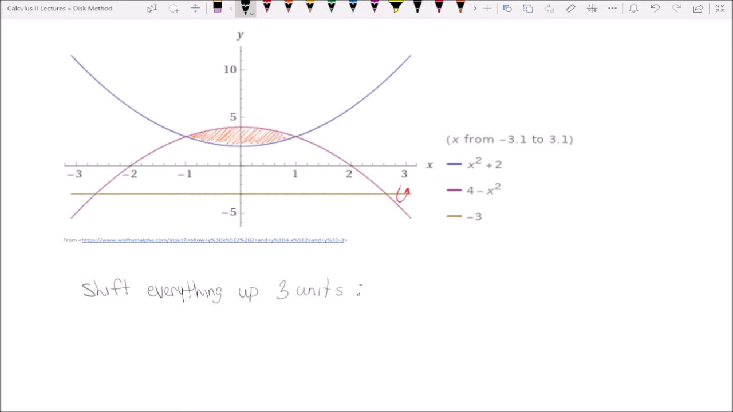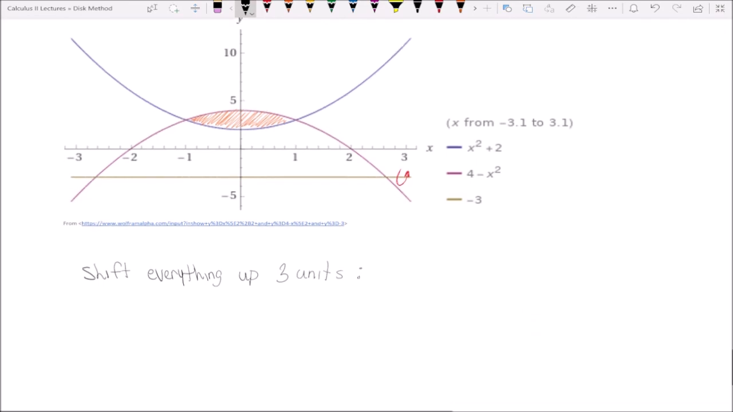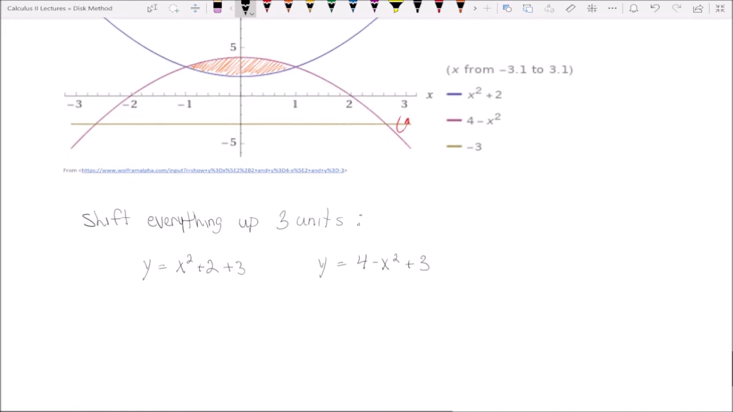If we shift everything up 3 units, what we get is 2 new functions: y equals x squared plus 2 plus 3, and also y equals 4 minus x squared plus 3. Right? Our new axis is the x-axis, y equals 0.